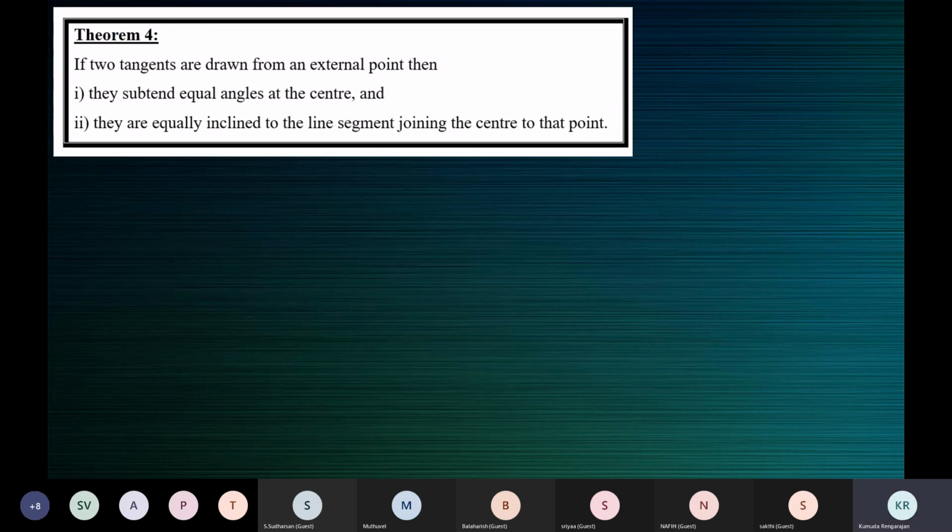The next theorem. If two tangents are drawn from an external point, then they subtend equal angles at the center, and they are equally inclined to the line segment joining the center to that point.